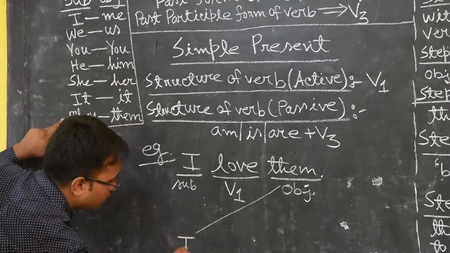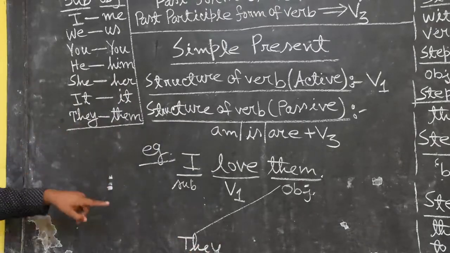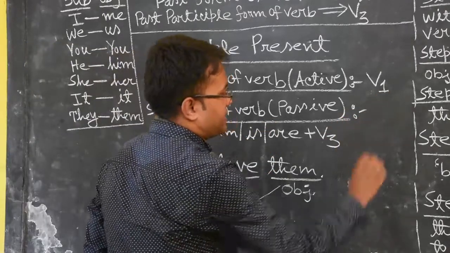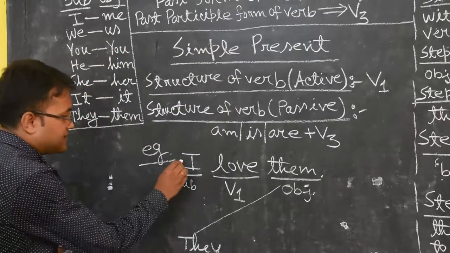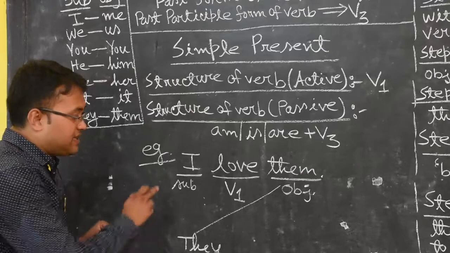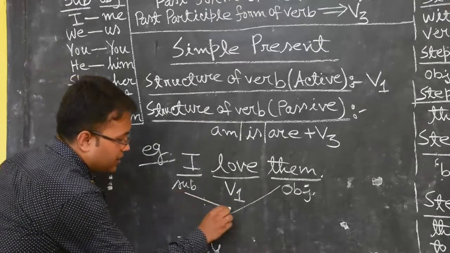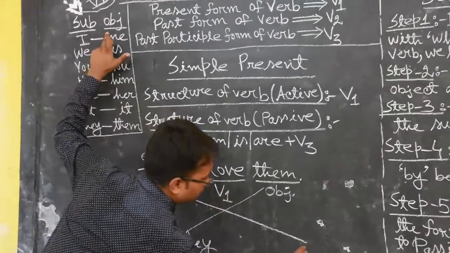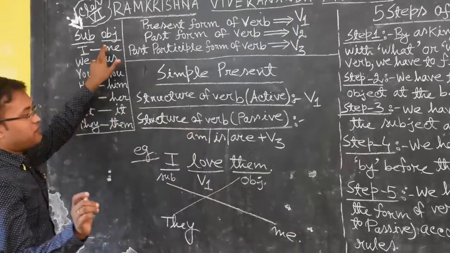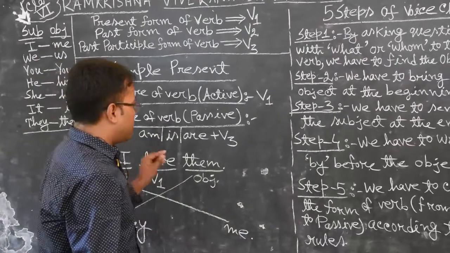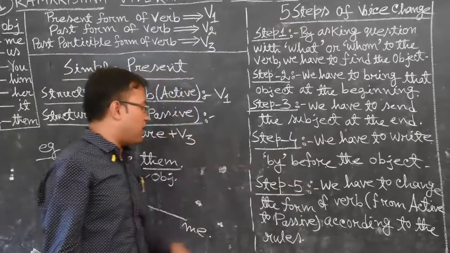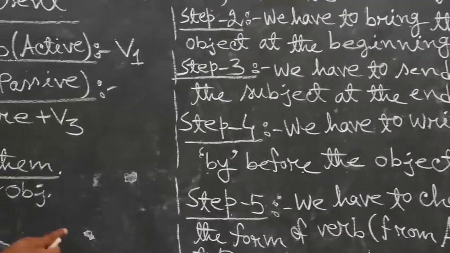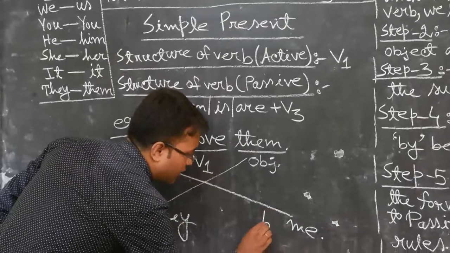Okay, so I'll write they. Next, step 3. We have to send the subject at the end. What is the subject? Subject is I. Now I will send this subject at the end. When I will send this subject at the end, it will become me. Now step 4. We have to write by before the object. I become me and it is an object, and we have to write by before the object.